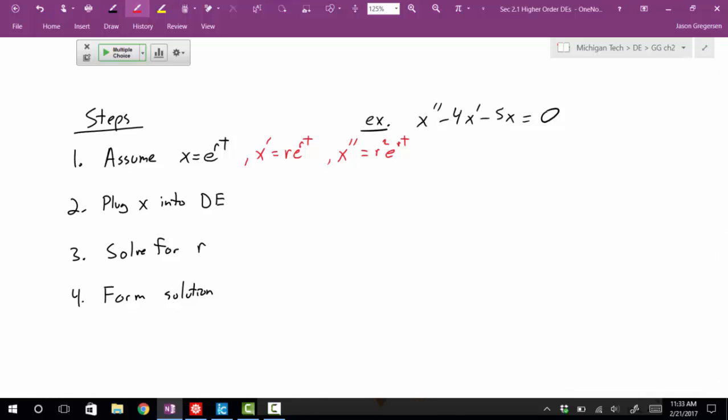And then I plug them in. I have r squared e to the rt minus 4 times x prime, so minus 4 times r e to the rt, minus 5 times x, so minus 5 times e to the rt, is supposed to be equal to 0. And now I basically got to solve for r. How do I solve this thing for r?